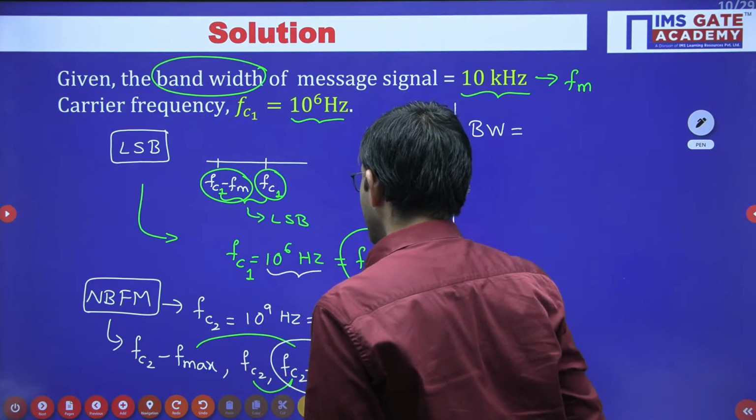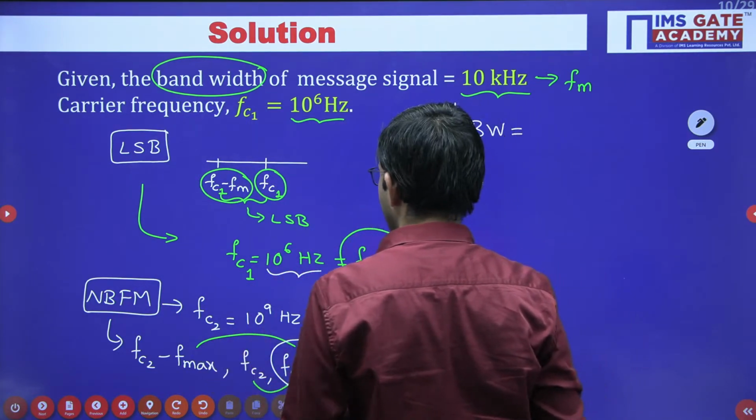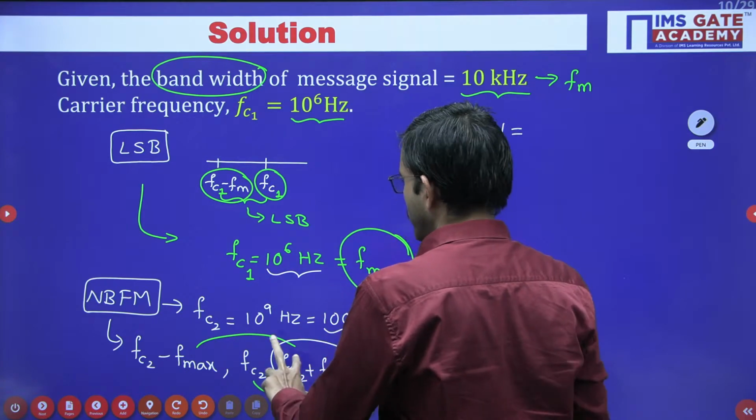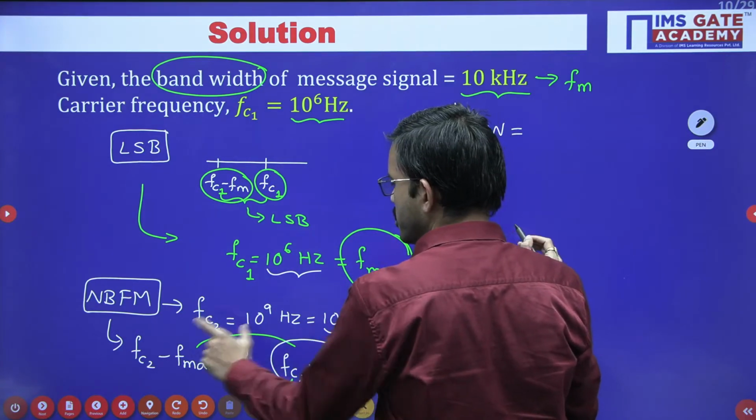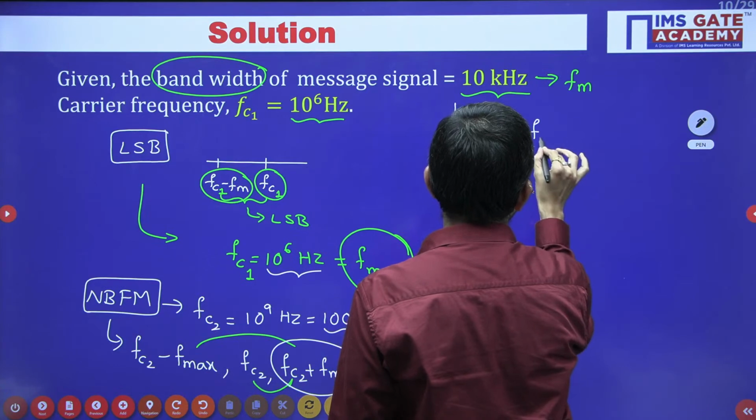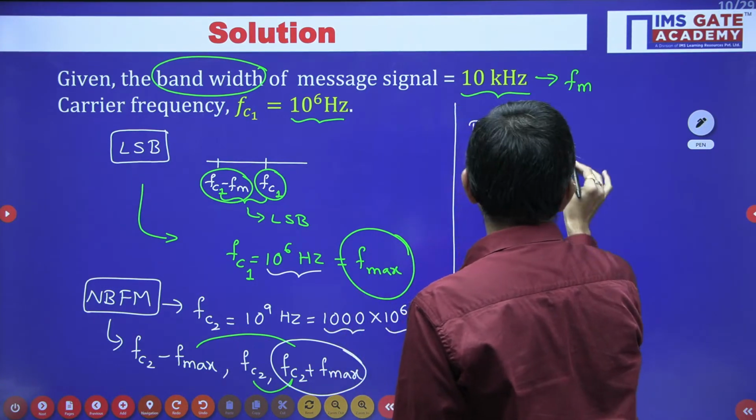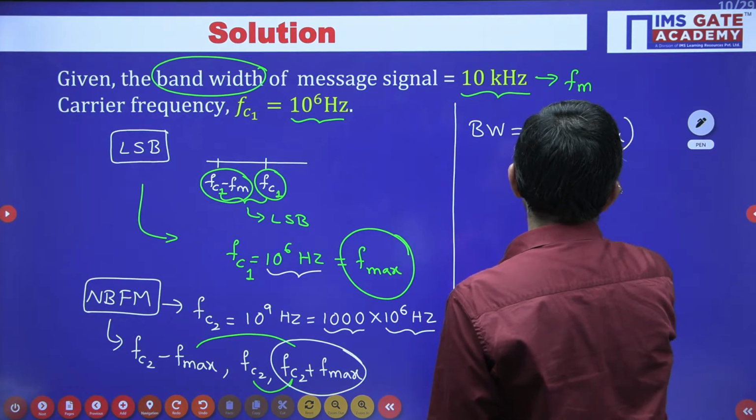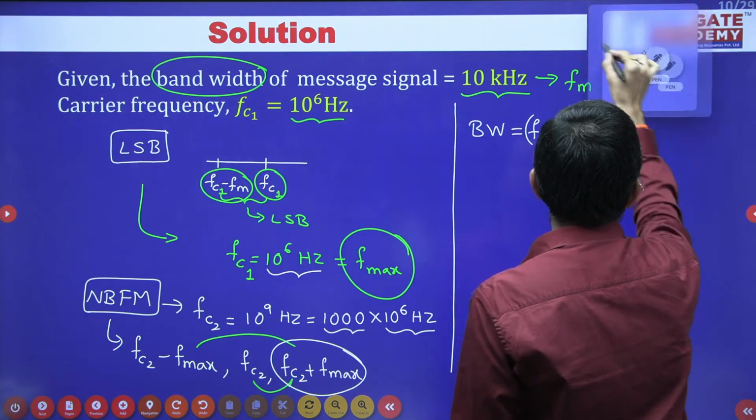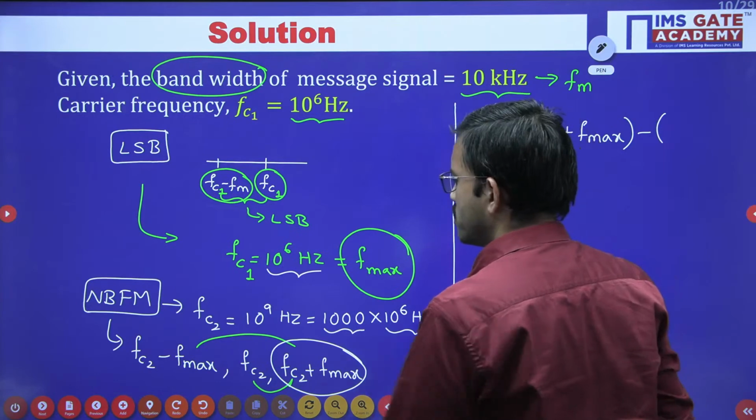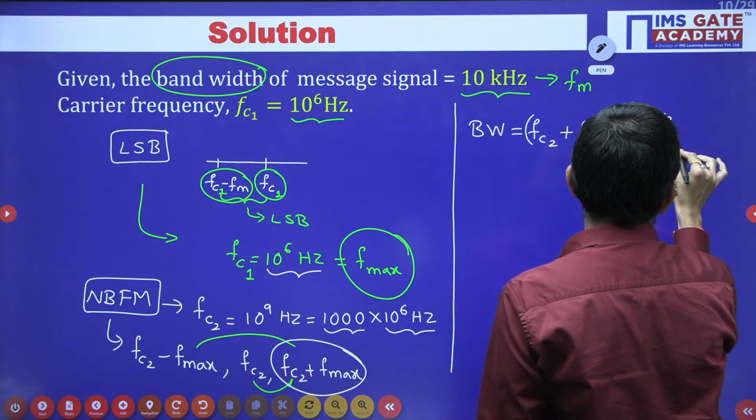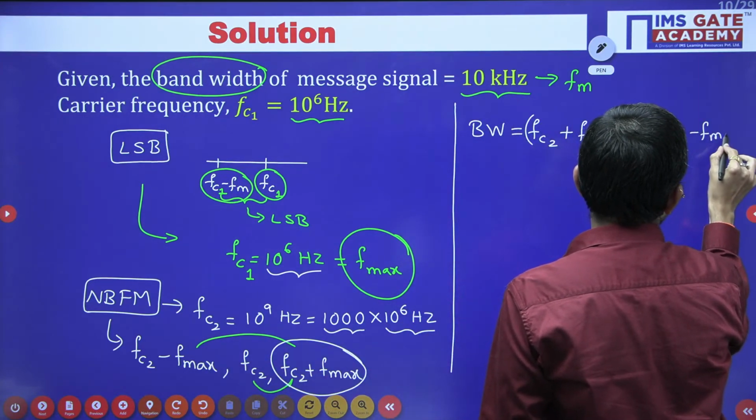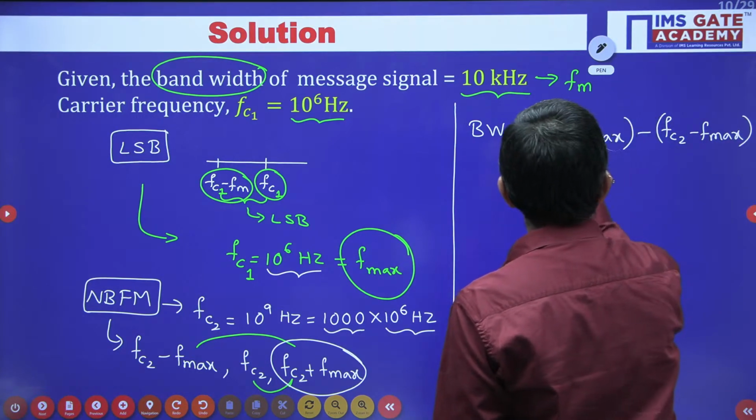Bandwidth equal to 2 times F max. When you are considering bandwidth, it is the upper cutoff frequency minus the lower cutoff frequency. So the upper cutoff frequency is FC2 plus F max, minus the lower cutoff frequency, which is FC2 minus F max.